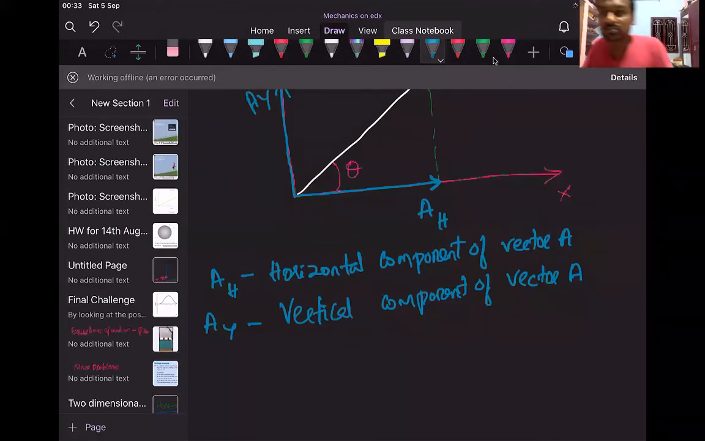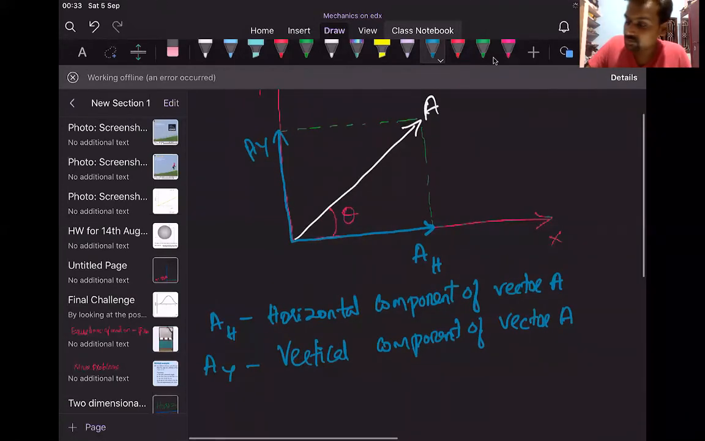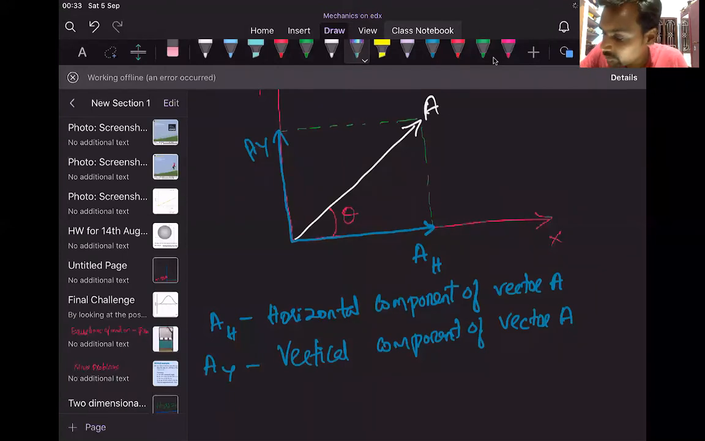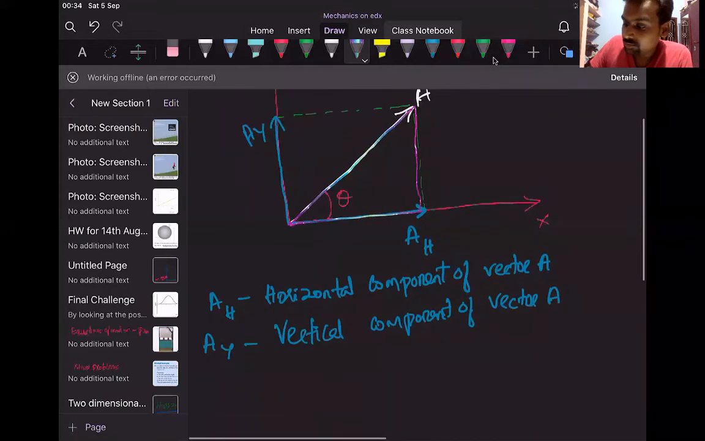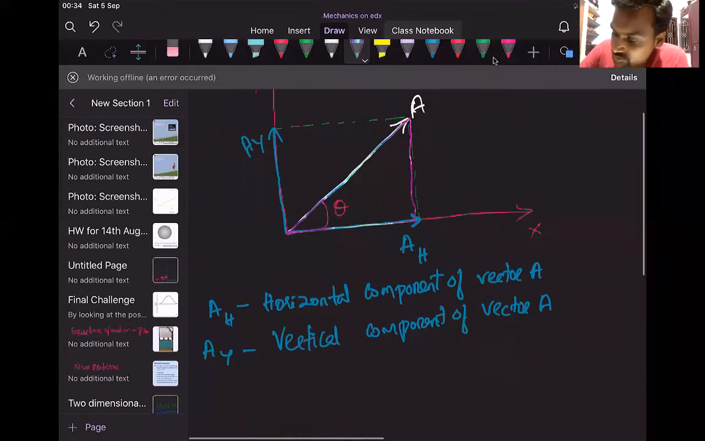Now, what is the value? So as I told you in the previous video, I'm going to take this triangle. If I take that triangle, I know the hypotenuse size to be A. Don't forget that. When we say vector A, I mean the length or the magnitude of that vector to be A. Which basically means this length is A.